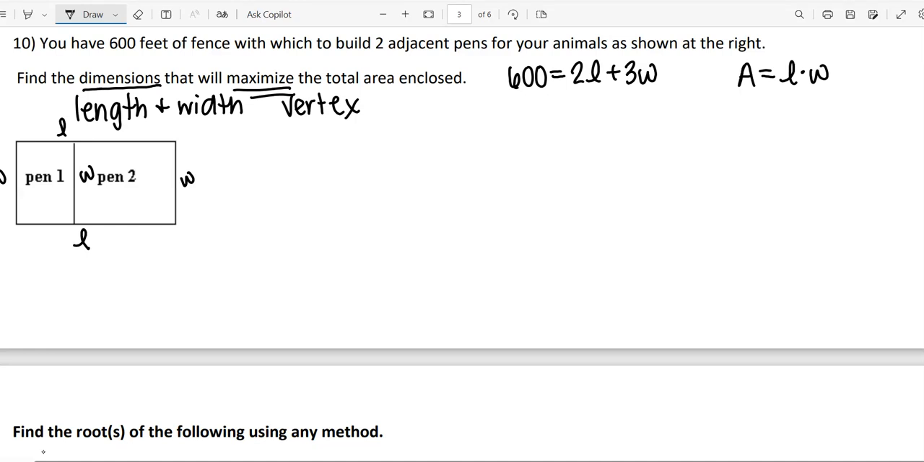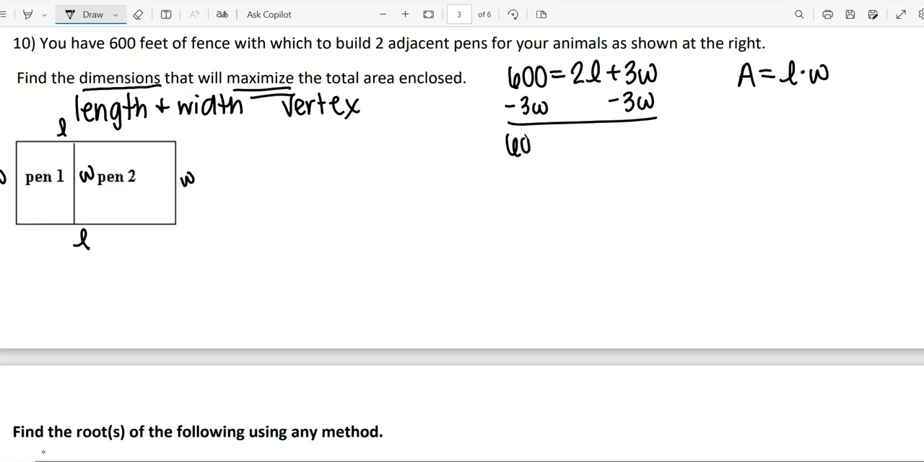Divide by 2. What would that do for you? Area divided by 2. No. You have to get the length or the width by itself. Yep. Which one do you want to get by itself? Length. The length? Okay, so subtract 3w.